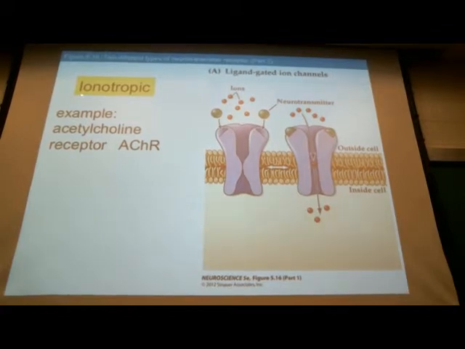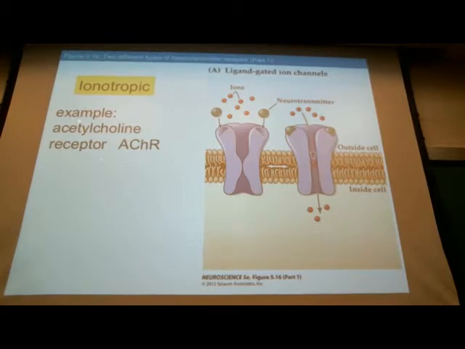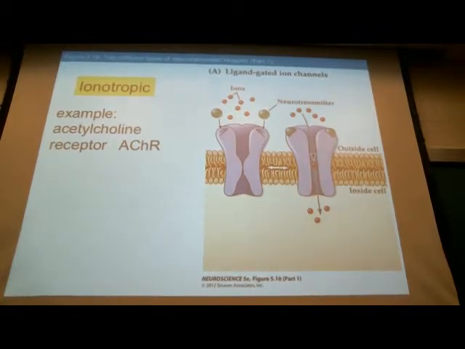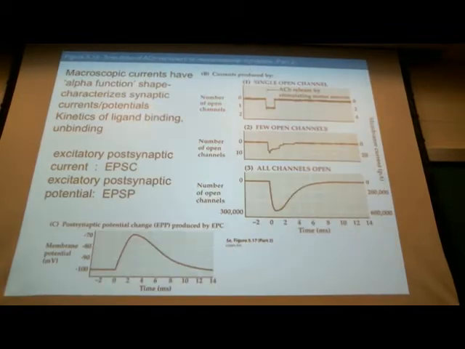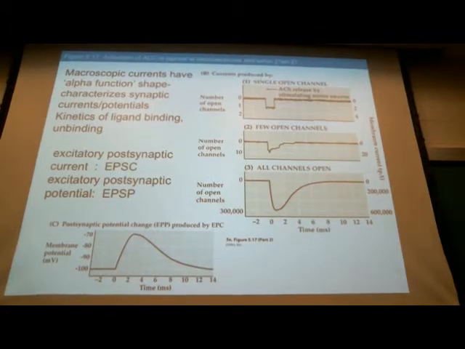And so the star of the show, in terms of postsynaptic responses, are the ligand-gated ion channels that are what we call ionotropic. These are ion-passing channels. So when a neurotransmitter binds, there's a little gate that opens, and ions go through. We're first going to talk about the acetylcholine receptor, abbreviated AChR, sort of the canonical excitatory neurotransmitter receptor. But ionotropic, that's the key word.